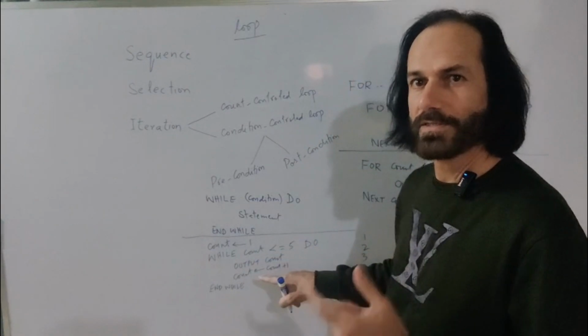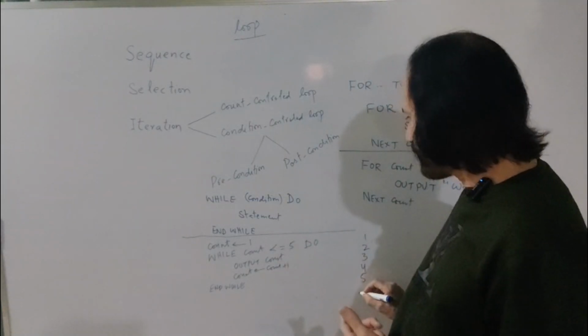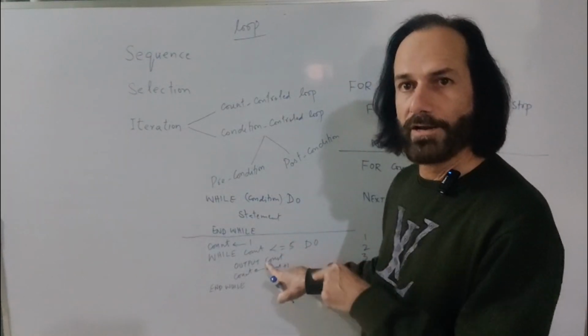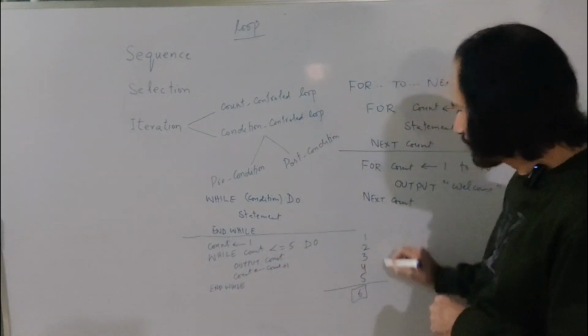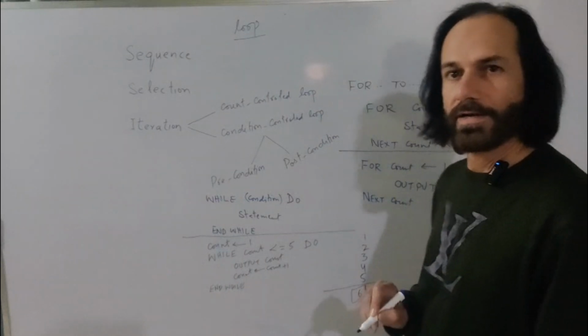If the count is not less than or equal to 5, let's say it becomes 6 at the moment, this loop will break without entering into its body. So this 6 will not be repeated. So this will work till 1, 2, 3, 4 and 5.